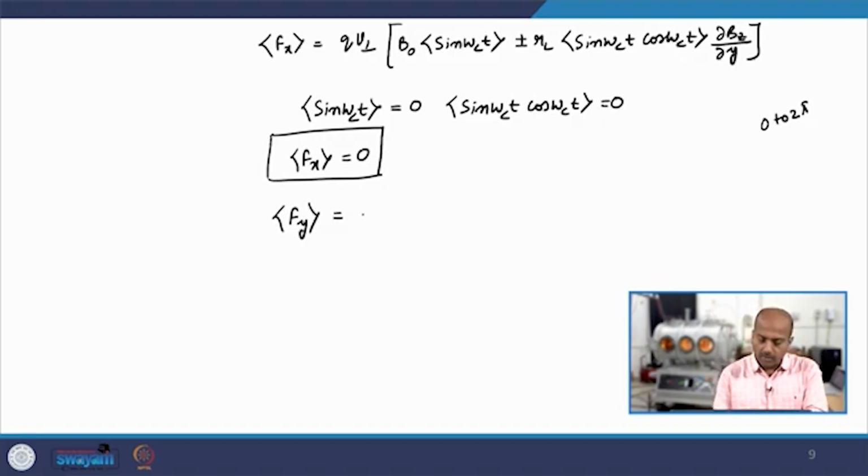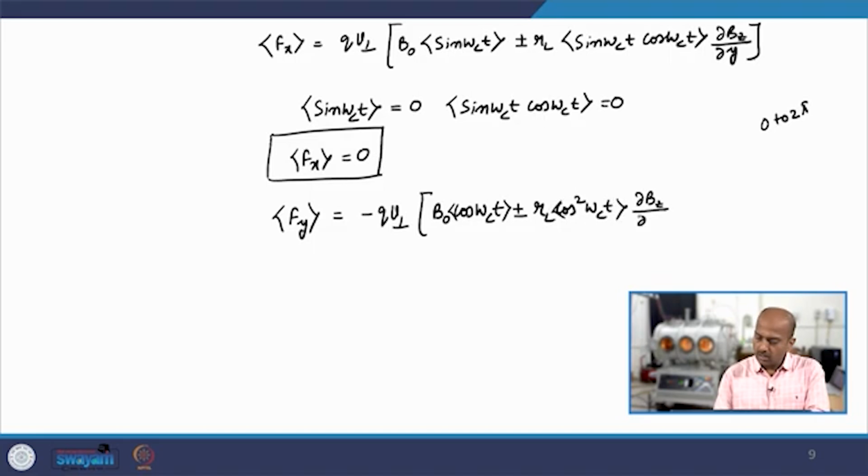Fine. Let us see the story with Fy. If we take the parameters that are outside the bracket into the bracket, we can write Q V perpendicular B naught cos omega c t plus minus RL cos square omega c t times dou Bz by dou y.